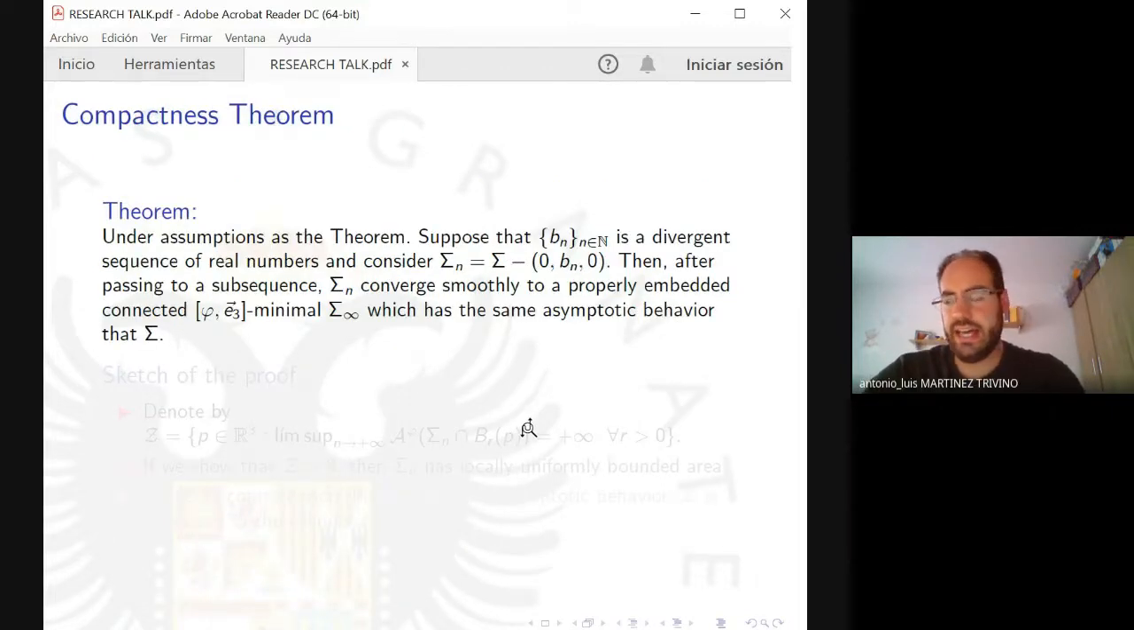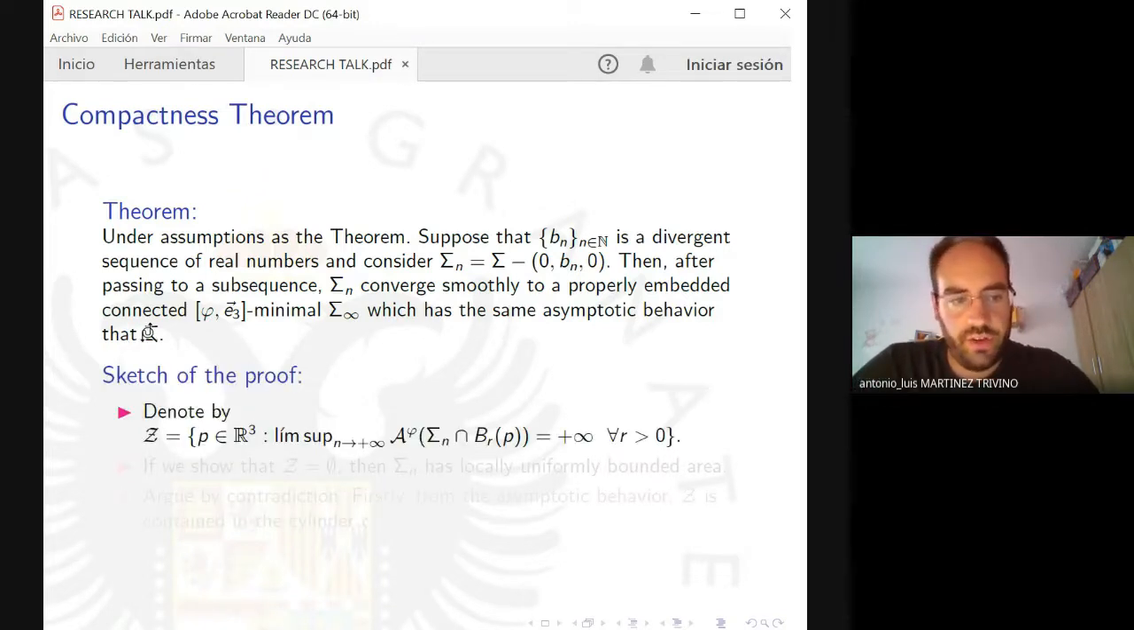Recall that the main goal of this theorem is to prove that the angle function eta2 is equal to 0. So we need a control at infinity in this direction. This theorem shows us the following property. Suppose that b_n is a divergent sequence of real numbers and consider the horizontal translations of sigma. Then, after passing to subsequences, these sequences converge smoothly to a properly embedded connected phi3 minimal surface, which has the same asymptotic behavior as sigma.